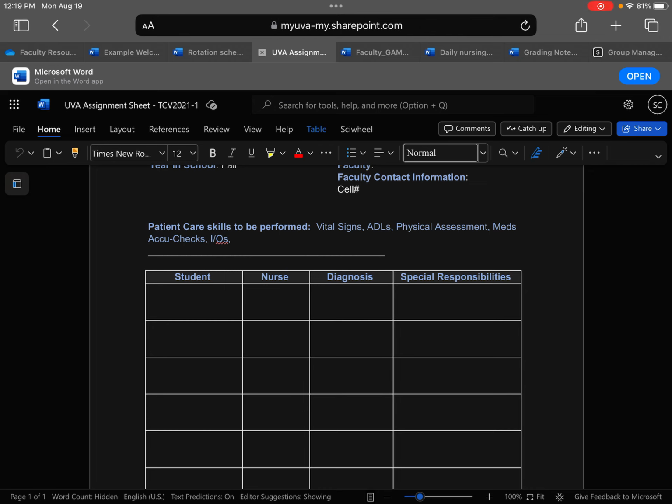Primary diagnosis, any special responsibilities that are expected of the students, in addition to the ones that are listed more generally. And I make changes to this as the day goes on as well. I definitely do my first one of the day in pencil so that I can erase things before sharing it out. Once I have this assignment made, I give one to the charge nurse, one to the secretary, and then if I have a student charge nurse, they get a copy of this as well so that we all have the same information for the day.